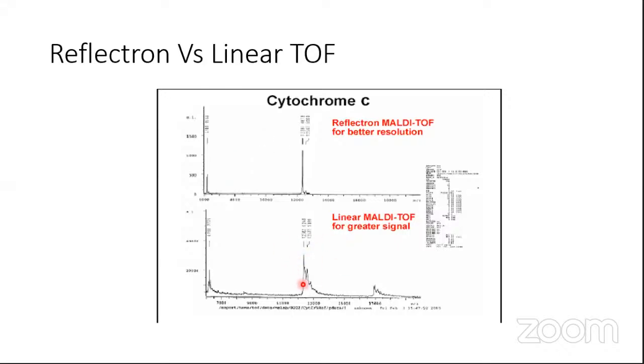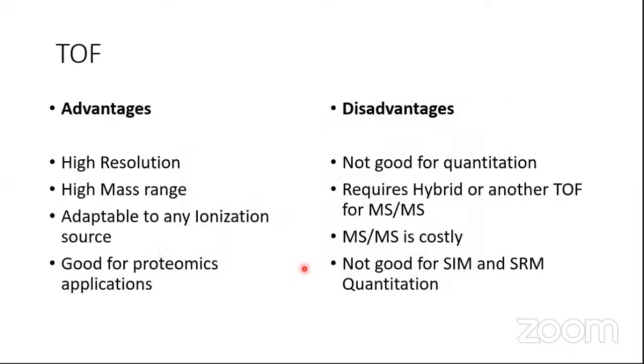If I have a single flight tube, I get peaks like that, or if it is a single compound, still with the known molecular weight compound, I get spectra like that. But when I use a reflectron, I get a very sharp peak, and that shows that the diffusion has not happened here compared to here. Okay. So TOF has many advantages. The best advantage is that it has a high mass range. That is why it is used with MALDI, where we can measure high molecular weights. It is adaptable to any ionization source, good for proteomics applications, etc.